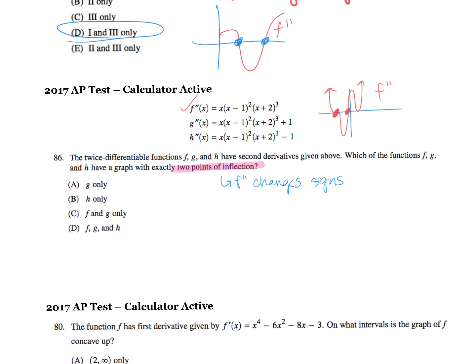Now you do. What happens when I shift that up 1? Do we still have 2 sign changes? Yeah. And maybe you want to let yourself know, this was now G double prime. But H won't, since it's down 1.